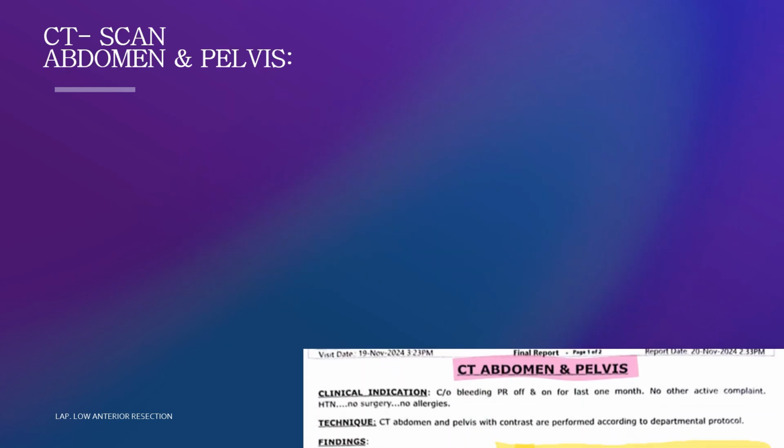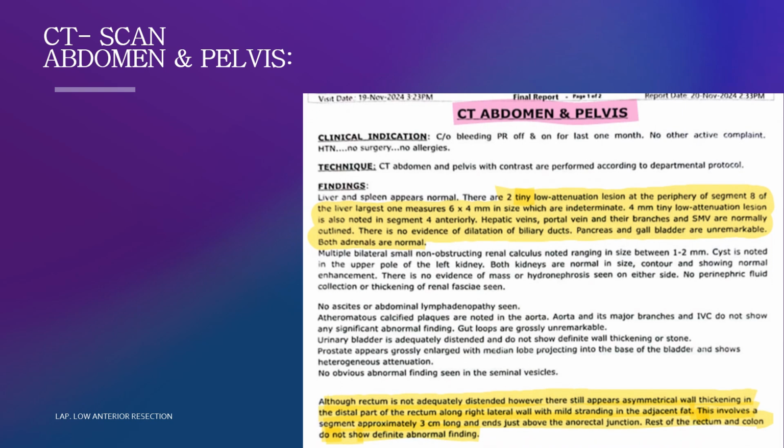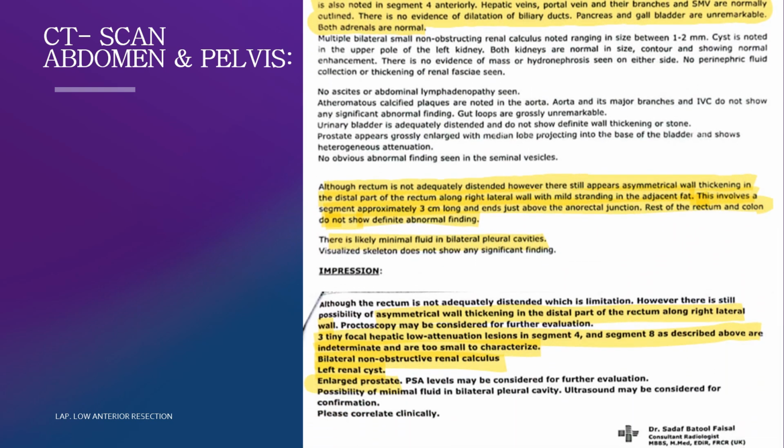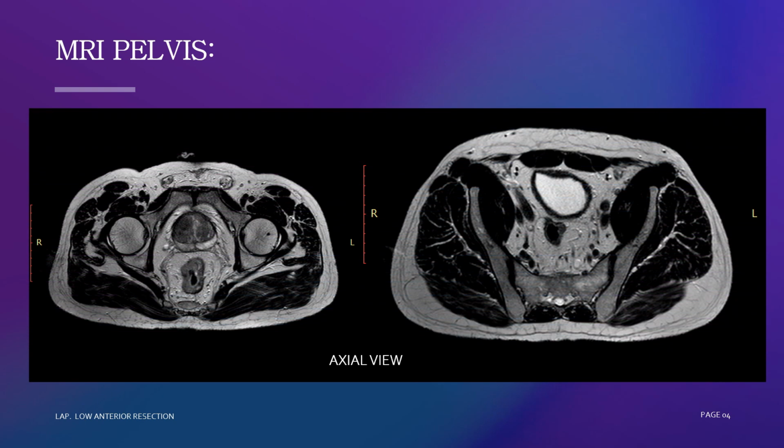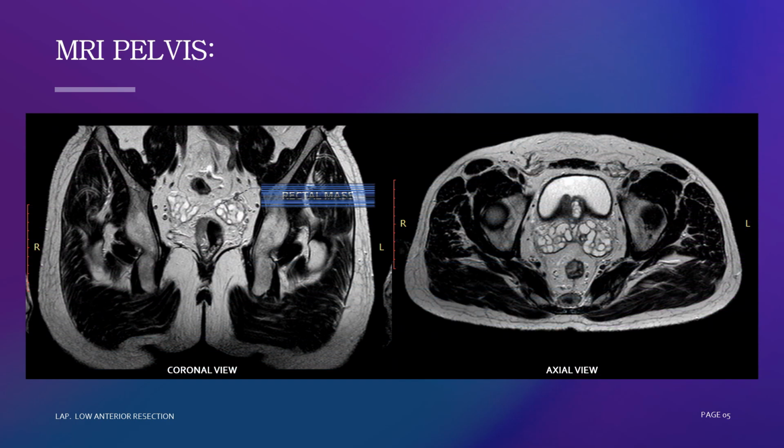CT showed asymmetrical wall thickening in distal part of rectum and 2 low attenuation hepatic lesions in segment 4 and 8. The representative T1 and T2 axial and coronal MRI images showing you the wall thickening along with the rectal lesion.